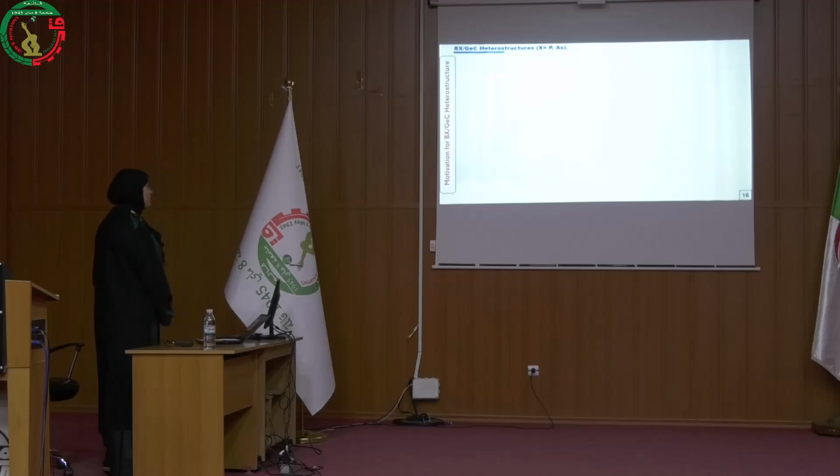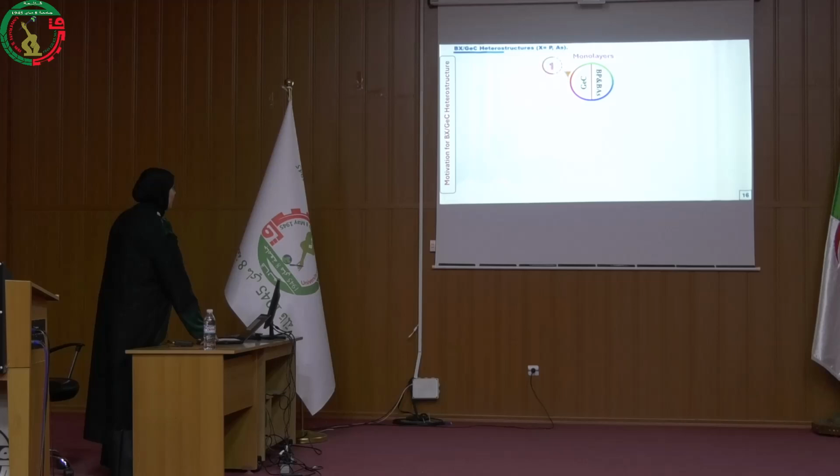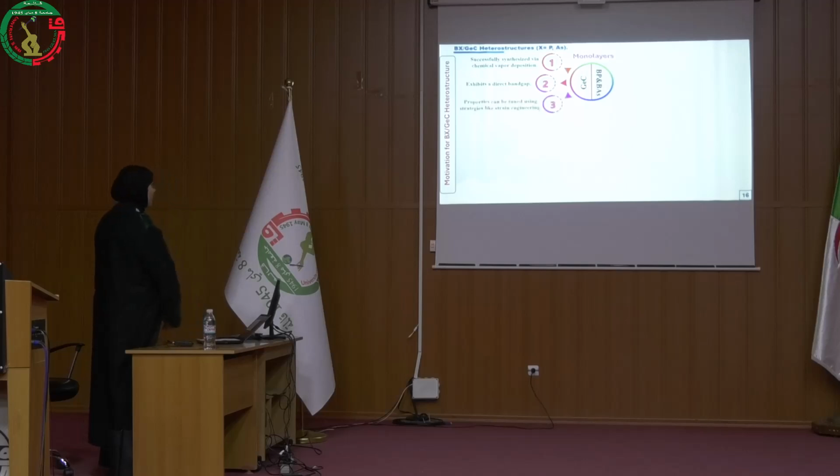The motivation behind studying BX-GeC heterostructures comes from the properties of their monolayers, starting with the GeC monolayer. Successfully synthesized via chemical vapor deposition, it exhibits a direct band gap. Properties can be tuned using strategies like strain engineering.